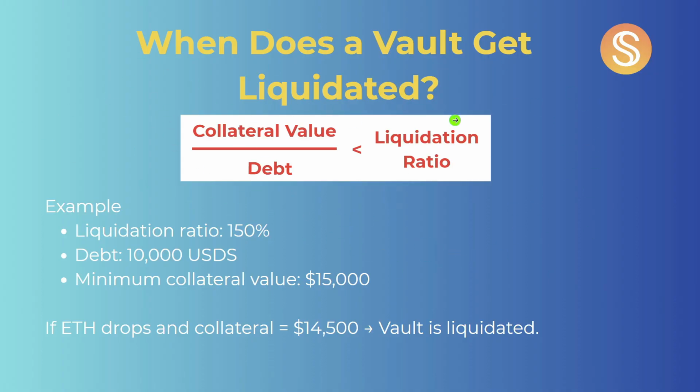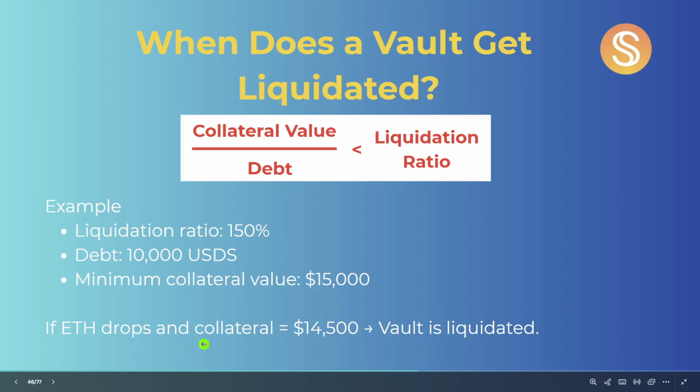The moment when the liquidation is triggered is when the collateralization ratio, so the ratio between collateral value and debt, becomes lower than the liquidation ratio. For example, if my liquidation ratio is 150%, my debt is 10,000 USDS, the minimum collateral value is $15,000. If it drops to, for example, $40,500, the vault can be liquidated because we are below the liquidation ratio.